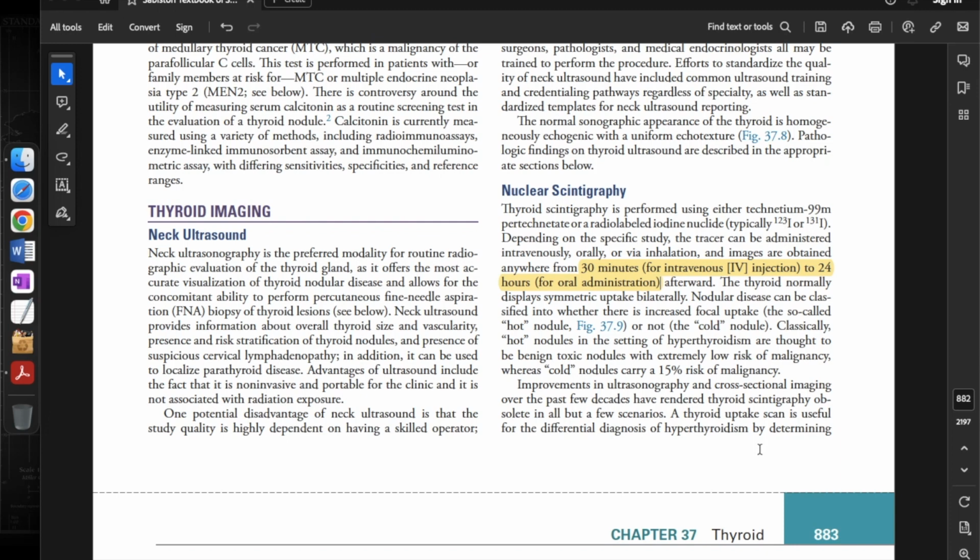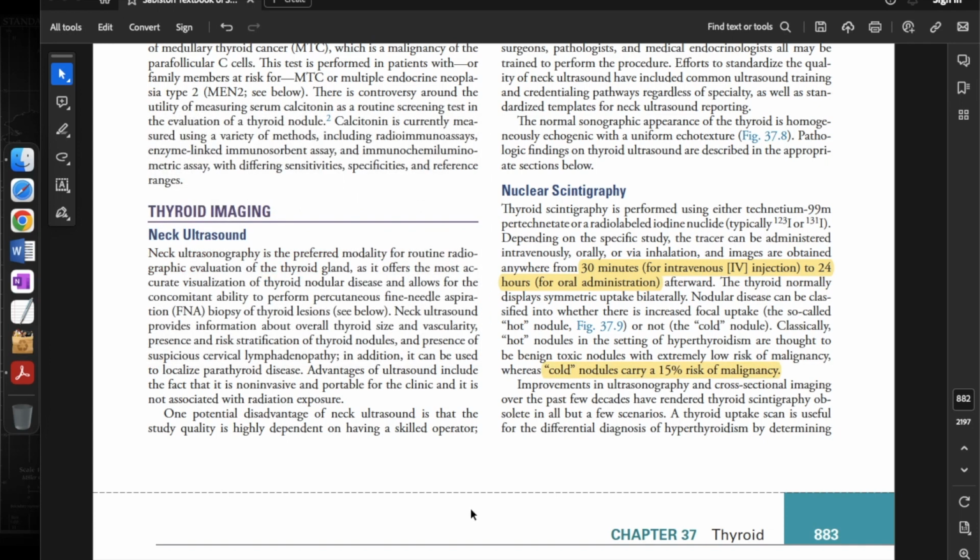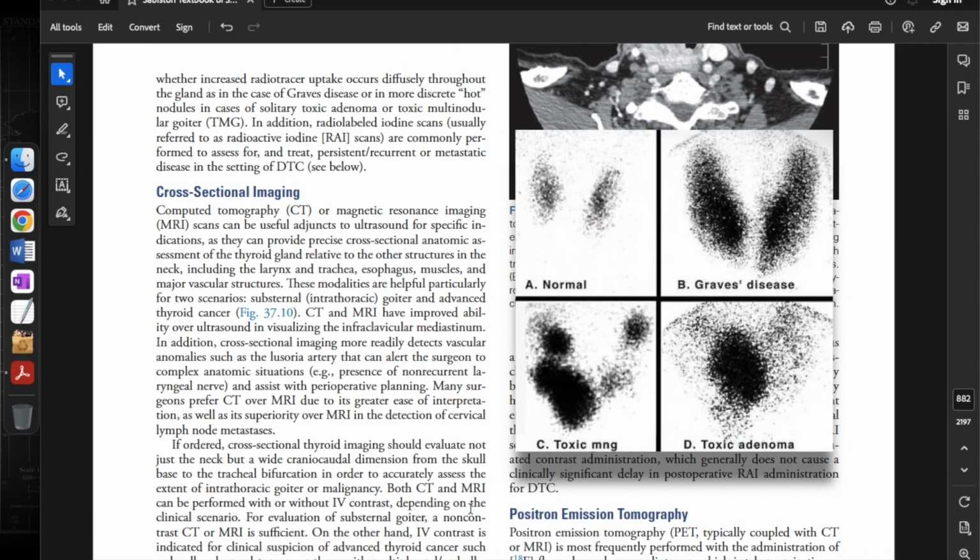Nodular disease can be classified into whether there is an increased focal uptake, the so-called hot nodule, or not, the cold nodule. Classically, hot nodules in the setting of hyperthyroidism are thought to be benign toxic nodules with extremely low risk of malignancy, whereas cold nodules carry a 15% risk of malignancy. Improvements in ultrasonography and cross-sectional imaging over the past few decades have rendered thyroid scintigraphy obsolete in all but a few scenarios. A thyroid uptake scan is useful for the differential diagnosis of hyperthyroidism by determining whether increased radiotracer uptake occurs diffusely throughout the gland, as in the case of Graves' disease, or in more discrete hot nodules in cases of solitary toxic adenoma or toxic multinodular goiter.